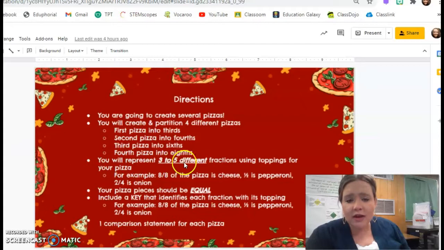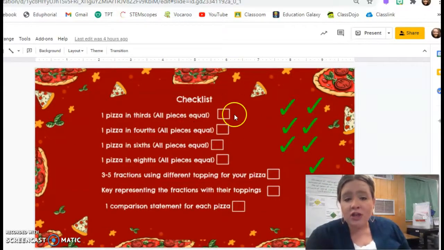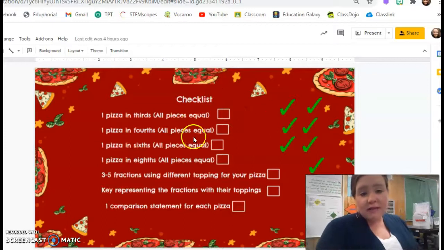You're going to represent 3 to 5 different fractions using toppings for your pizza. For example, 8/8 of the pizza is cheese, 1/2 is pepperoni, 2/4 is onion. Your pizza pieces should be equal. Include a key that identifies each fraction with its toppings. For example, 8/8 of the pizza is cheese, 1/2 is pepperoni, and 2/4 is onion. One comparison statement for each pizza. Okay? Just like on your Array City project, you have these little check marks that you need to be using to mark off as you go with your pizza.